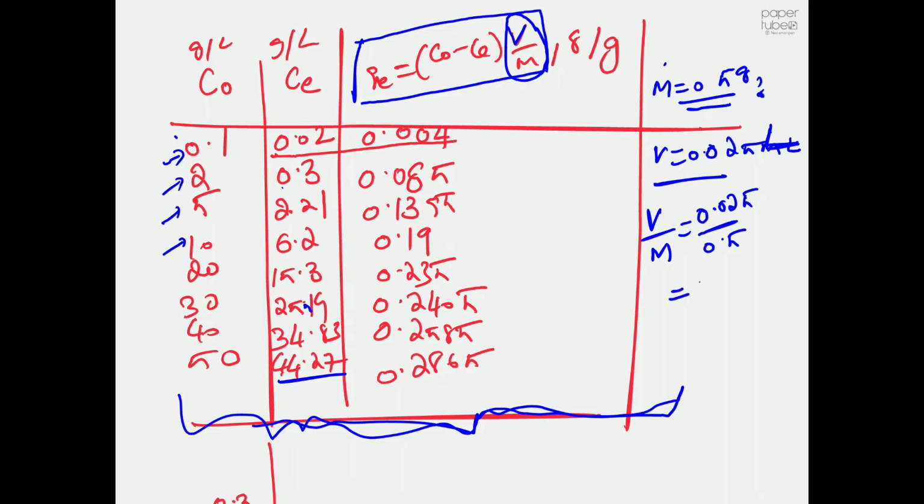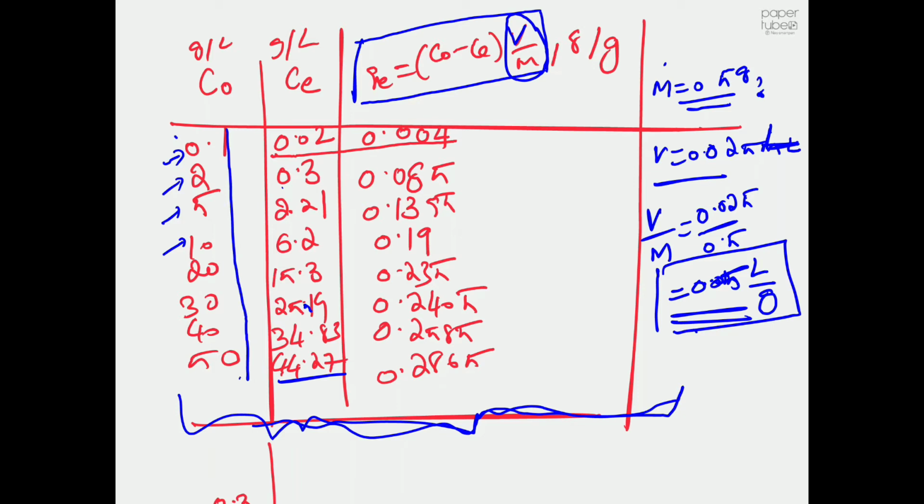So that should be equal to, what's the number? It should be equal to 0.05 liters per gram. So this is only one condition. So we started 8 experiments with solutions of different initial concentration, but fixed volume and fixed mass.